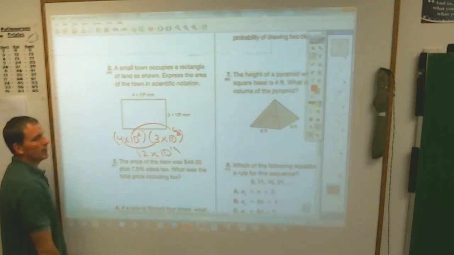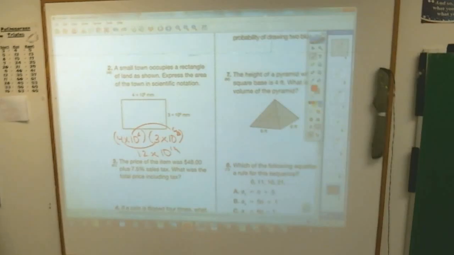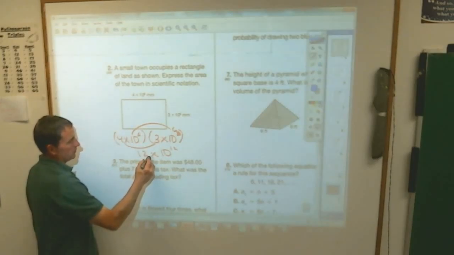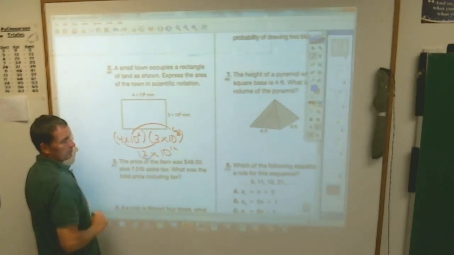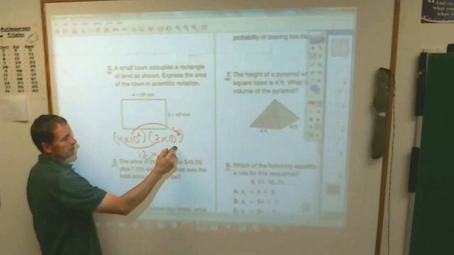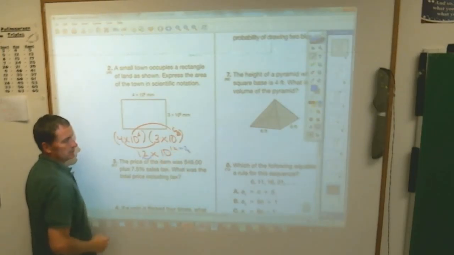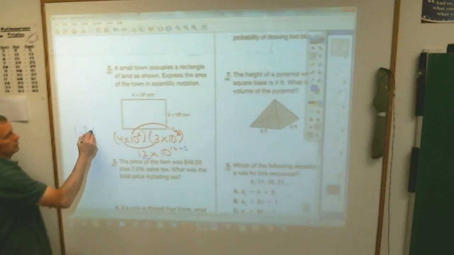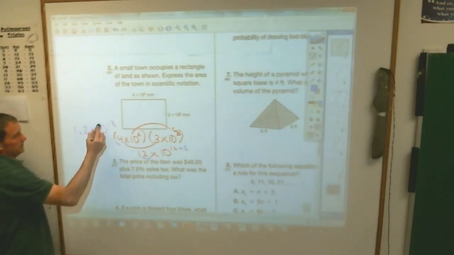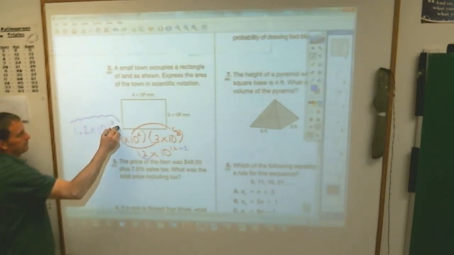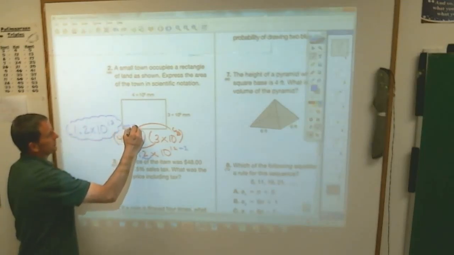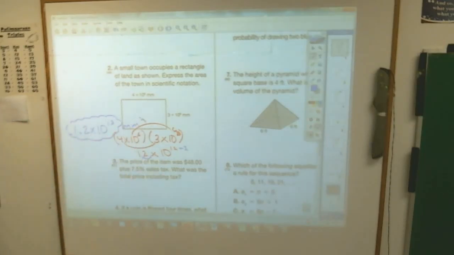So you get 12 times 10 to the 12th, which you can't have because it's no longer in scientific notation, so you move the decimal here 1 place back and make it 1.2, and if you make this one smaller, you have to make that one bigger, and it balances out. So it should actually be 1.2 times 10 to the 13th power. And whatever that is, millimeters squared.